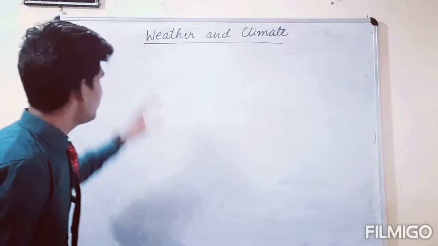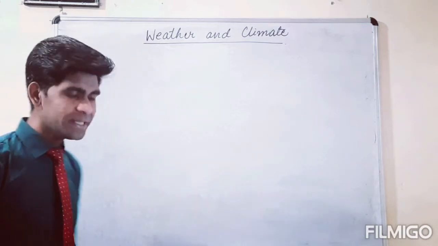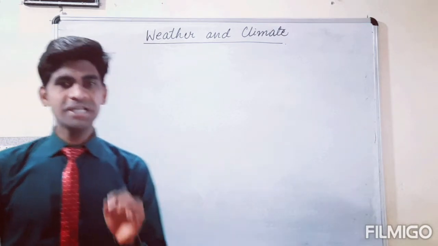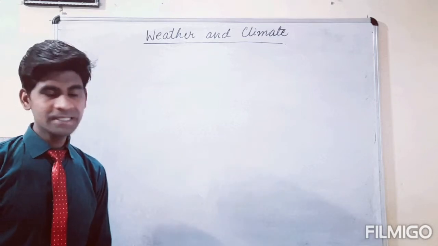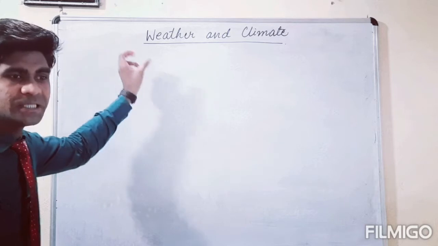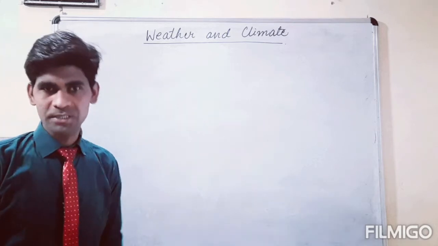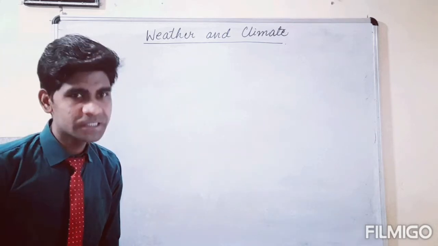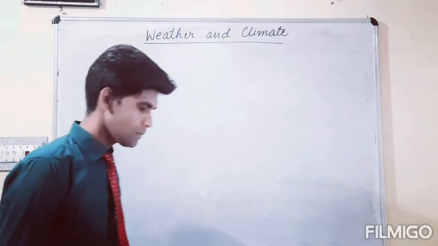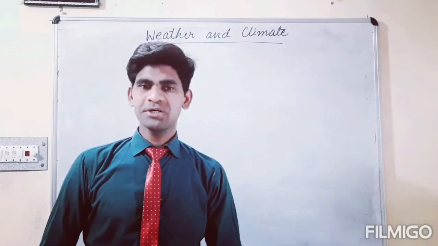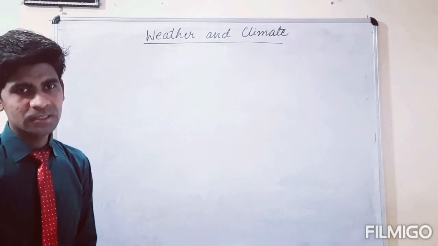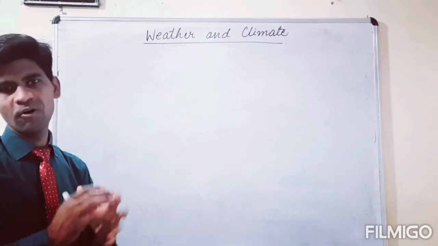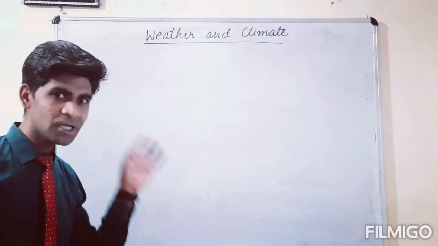First of all, weather is the day-to-day changing condition of the atmosphere. It is the day-to-day changing atmospheric conditions in nature. It includes temperature, humidity, sunshine, and cloudiness. So basically these are the elements of weather.